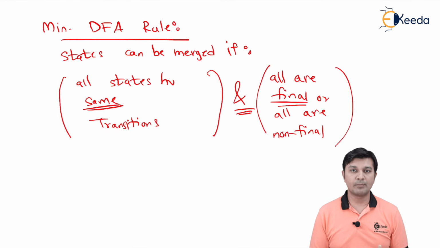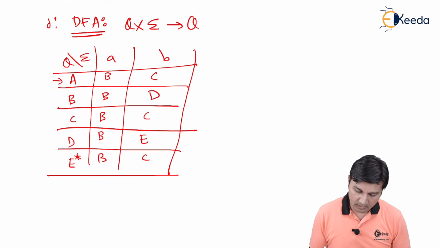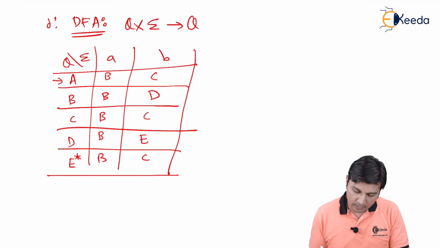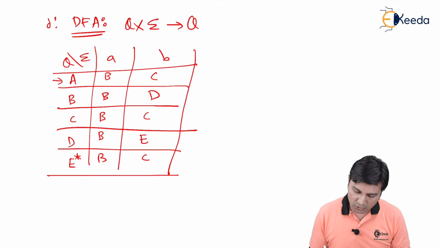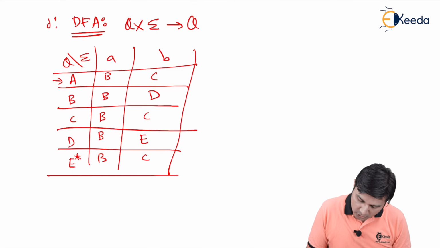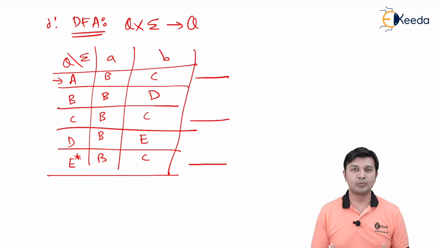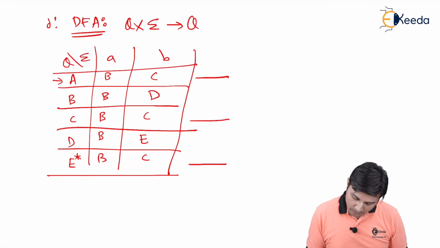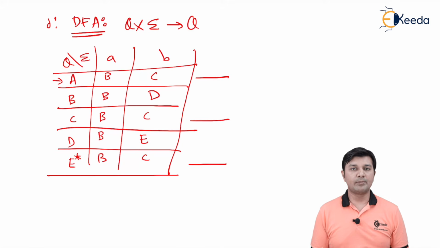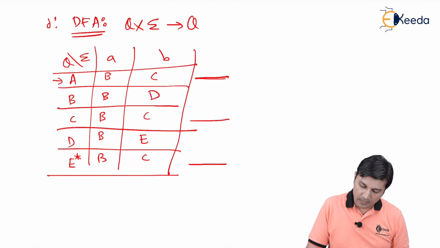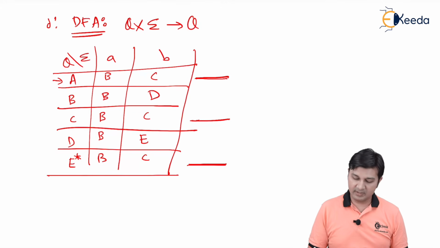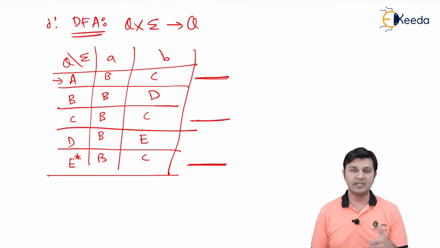Now let's get back to our example and apply this rule. If you observe the example, the minimization rule says that all the states should have the same transitions. So if I observe, A on a goes to BC, C on a and b goes to BC, and E on a also goes to BC. Similarly, BD and BE are not getting repeated anywhere. So these are the three states which I have marked with dashes. All of them are giving the same transition, BC, BC and BC respectively.